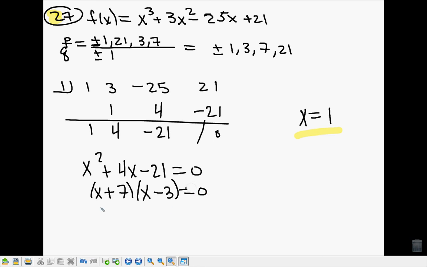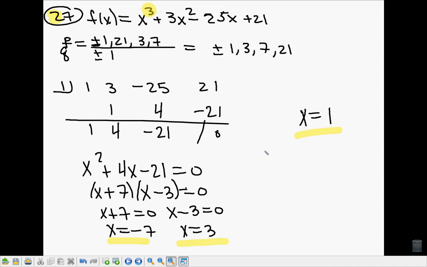Pull them apart, set them equal 0 separately, and solve. Subtract 7, add 3. How many answers do we have? We have 3. How many were we supposed to get? 3. Okay? So that's what you're going to do over and over and over again.